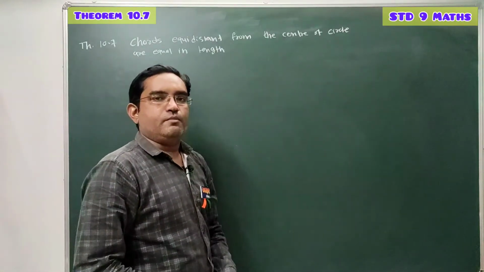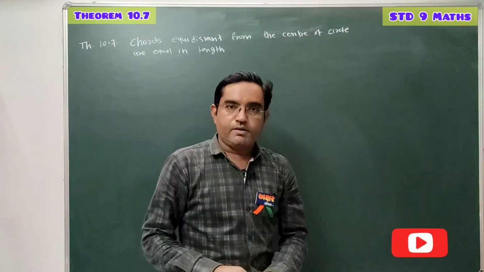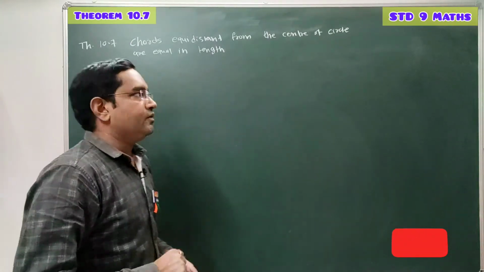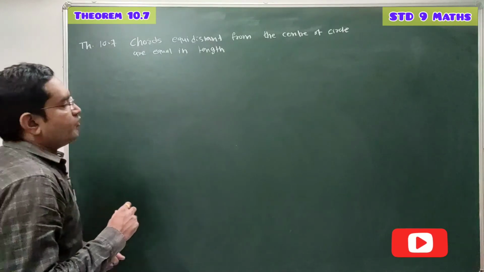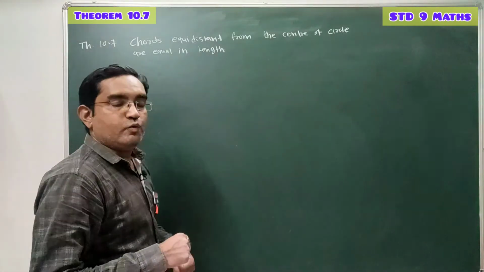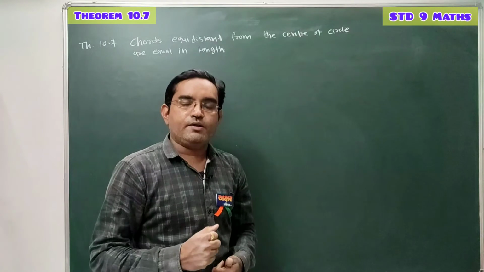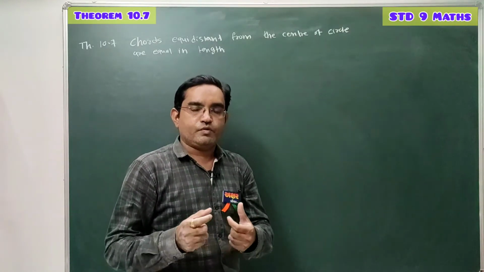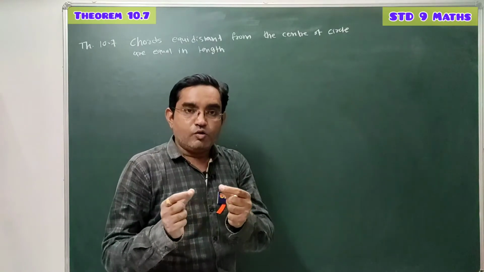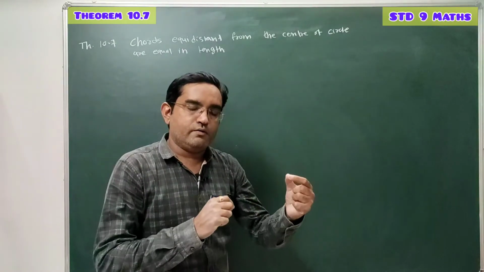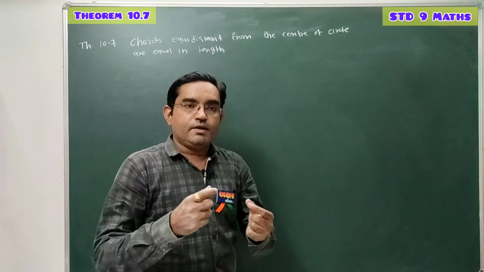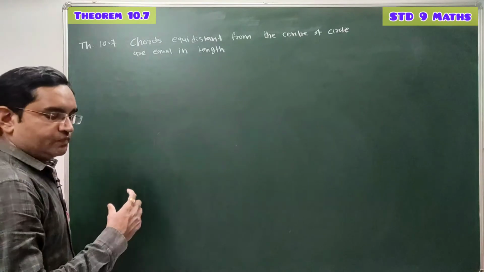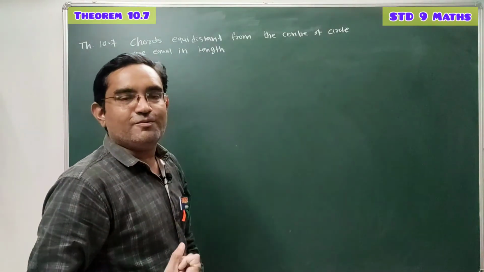Okay students, theorem number 10.7. Theorem 10.7 is the converse of theorem 10.6. Chords equidistant from the center of a circle are equal in length. In theorem 10.6, we proved that if the lengths of two chords are equal, which was given, then equal chords of a circle are at equal distance from the center.